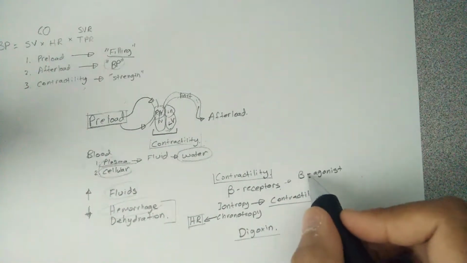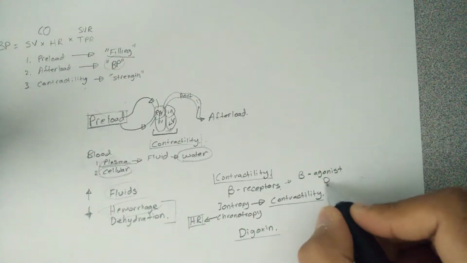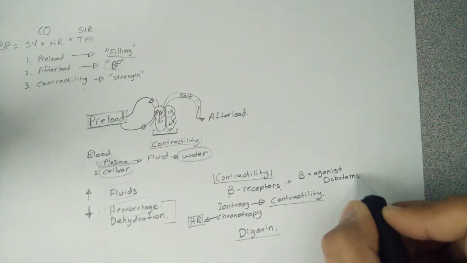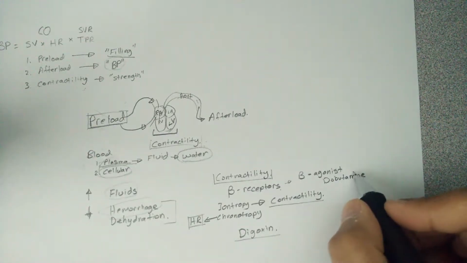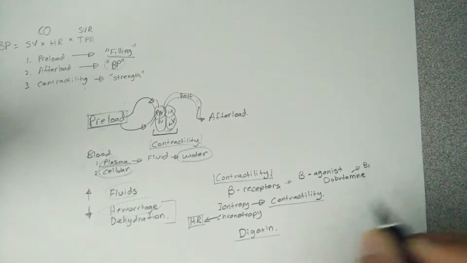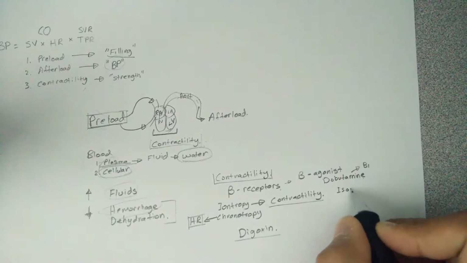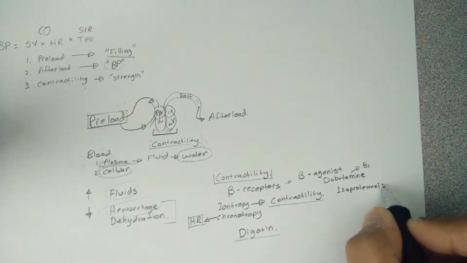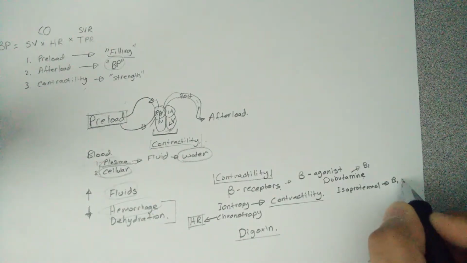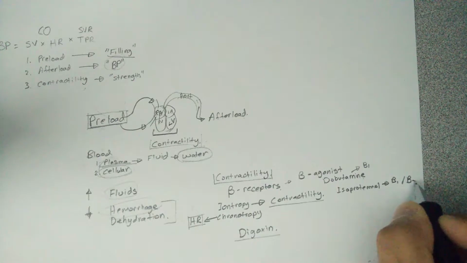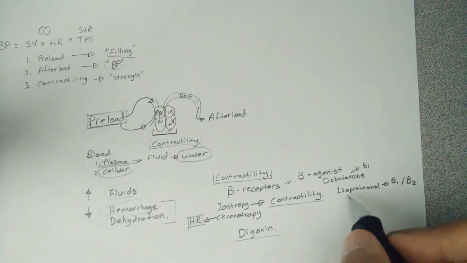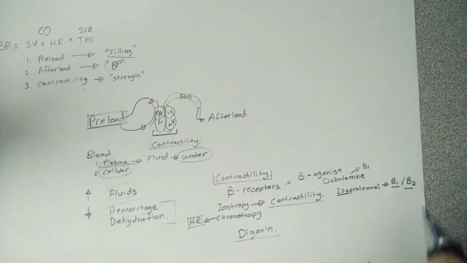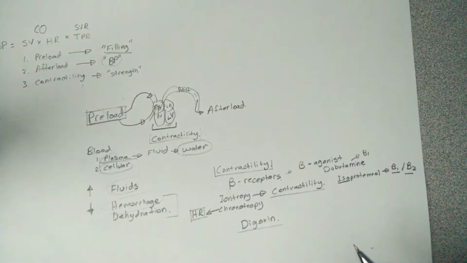Okay, and what are our beta agonists that we can give? Dobutamine, which is a beta 1 specific agonist. We can give something called isoproterenol, and that's going to be our mixed beta 1, beta 2. This isn't a lecture on pharmacology, but I remember iso means same, so it's the same on both beta 1 and beta 2. Okay, so that's contractility.